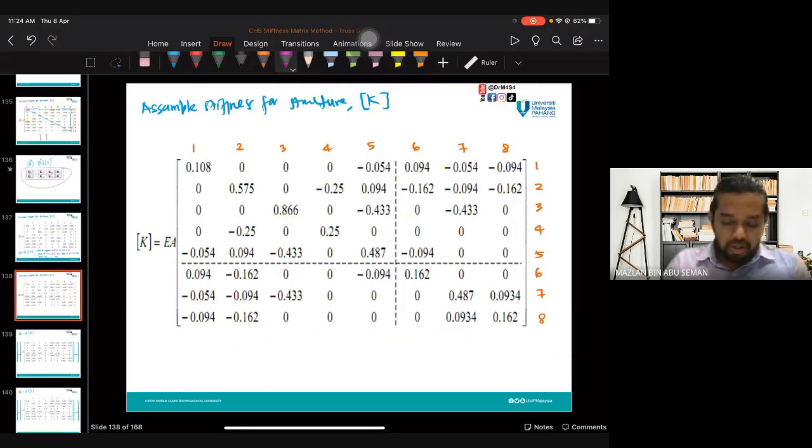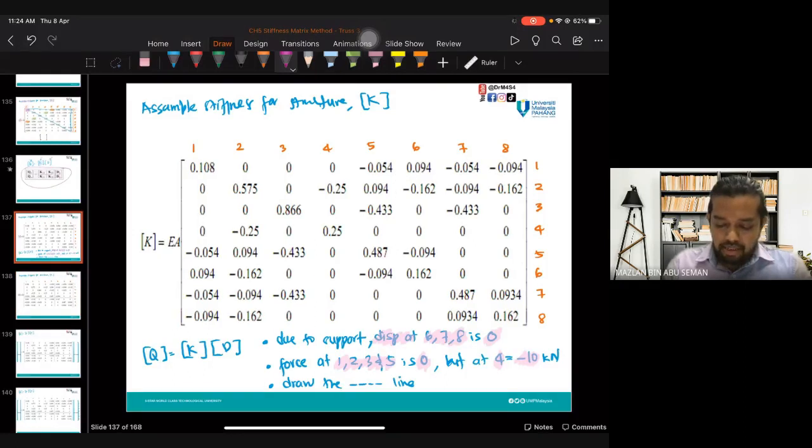So we know 6, 7, 8 is 0. So that is known. Okay, so this is the line. How many are left? 1, 2, 3, 4, 5. So here 6, 7, 8. You draw another vertical line. That's the boundary between unknown and known.